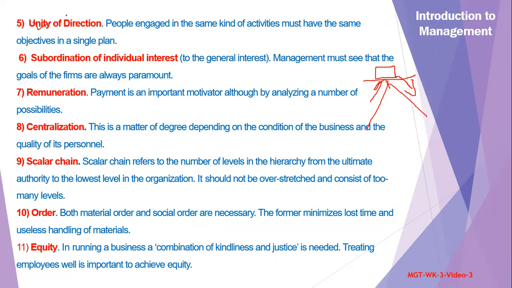Subordination of individual interest to the general interest. That means management must see that the goals of the firm are always paramount. That means individual goal or objective or development must be linked with the objective of the overall organization. So your individual objectives link with the organization, and the organization's objectives must be linked with the development and growth of the individual, which we call organizational development, OD.